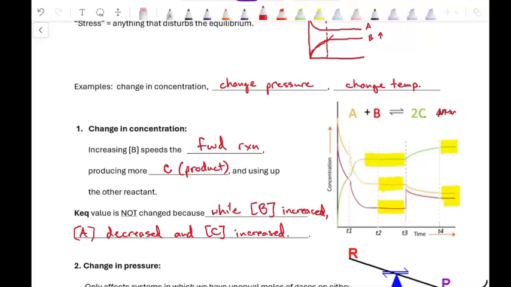In other words, if I look at the KEQ expression for this, it would be the concentration of C squared over the concentration of A times the concentration of B, right? And I'm saying squared because of the coefficient here. Well, yes, B went up, which if that happened in a vacuum, by itself, would change my KEQ. But at the same time, C went up and A went down. So there's sort of a leveling off, and the KEQ stays the same.